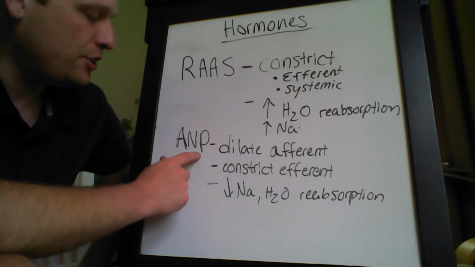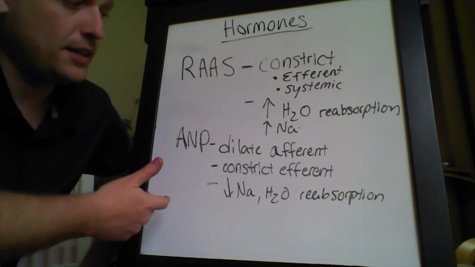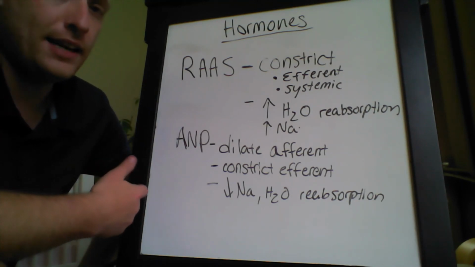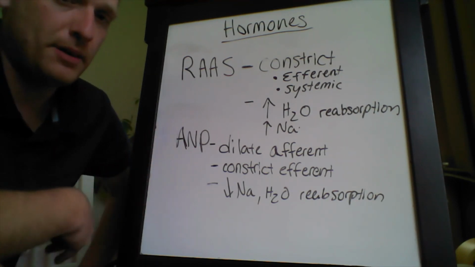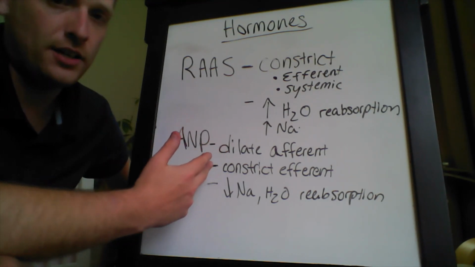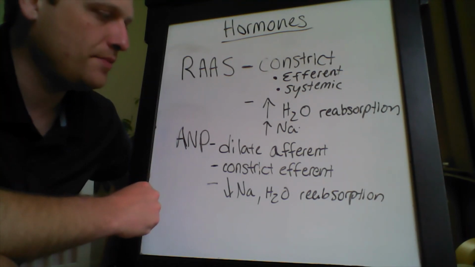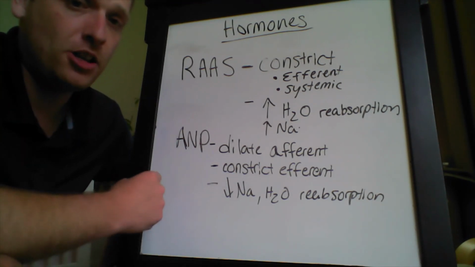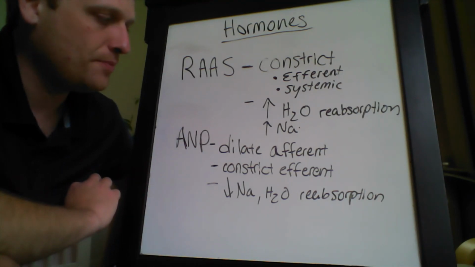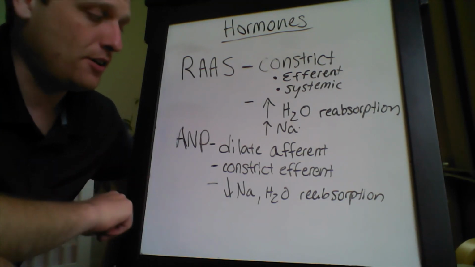Now, atrial natriuretic peptide is another hormone that's going to increase the glomerular filtration rate. And the way that it does this, ANP is of course made by the heart, but it's going to cause dilation of the afferent arteriole, so turning up the faucet, while at the same time clogging the drain, constricting that efferent arteriole. And what this is going to do is increase the GFR greatly.